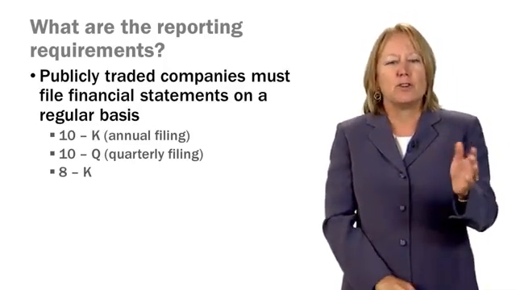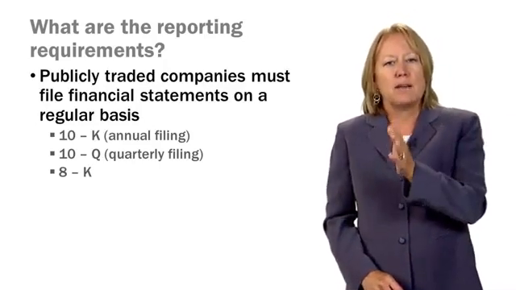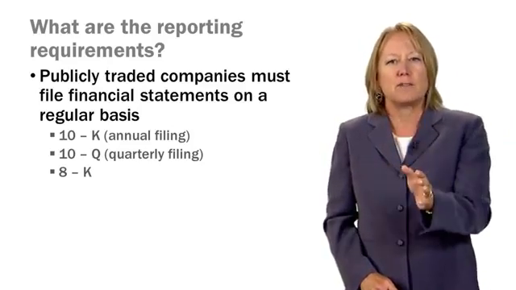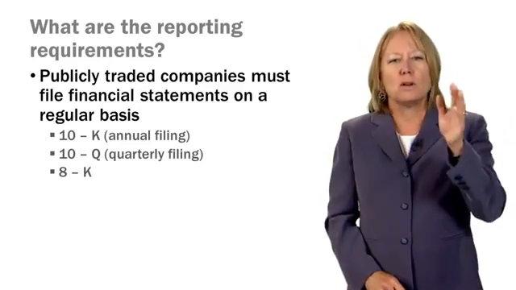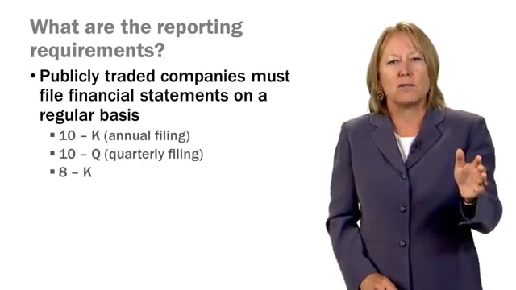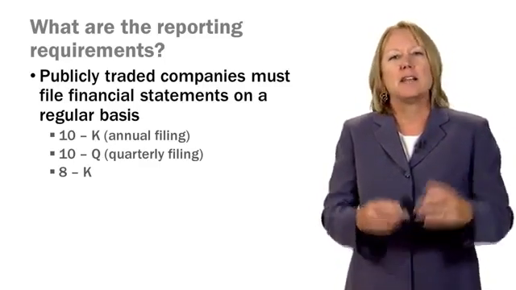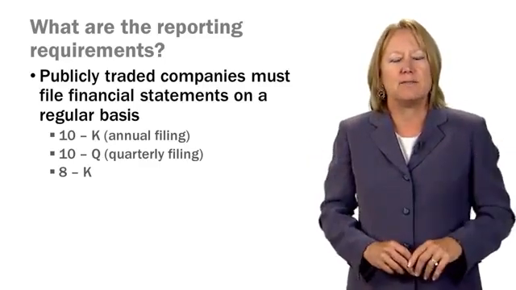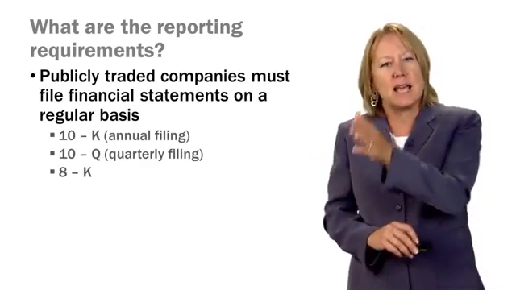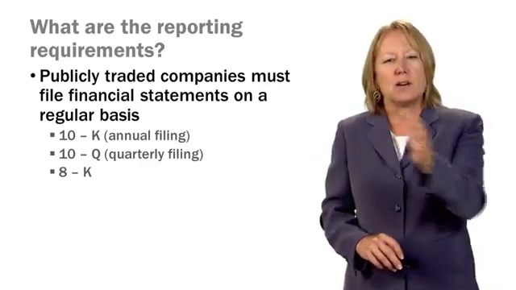So you can envision sort of a timeline. We'd have a quarterly filing after the end of the first quarter of the year, a quarterly filing after the end of the second quarter of the year, a quarterly filing after the end of the third quarter of the year, and then at the end of the year, the big 10-K filing is made. And then the 8-K just occurs throughout the year if needed.